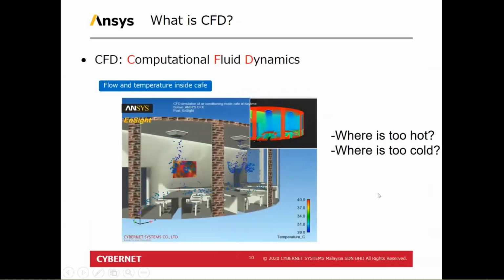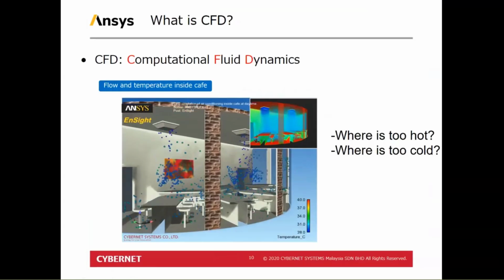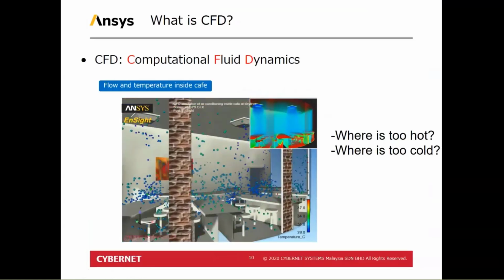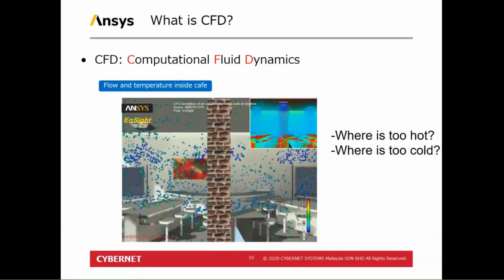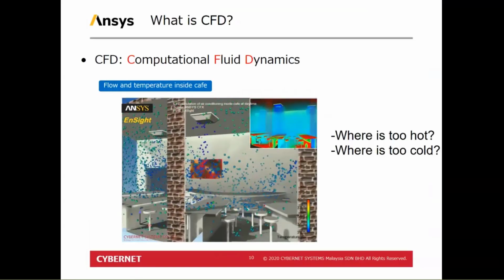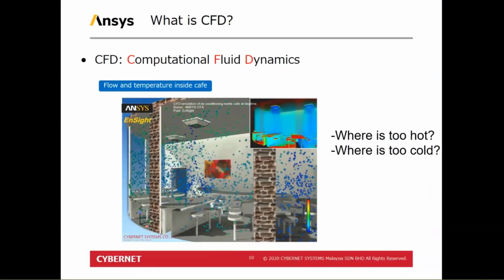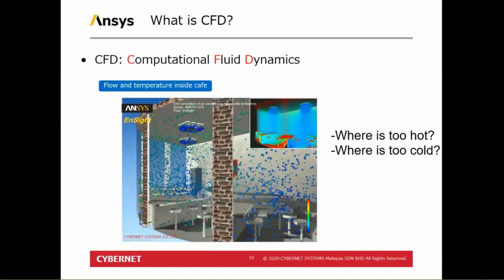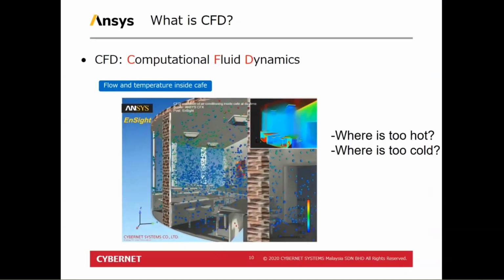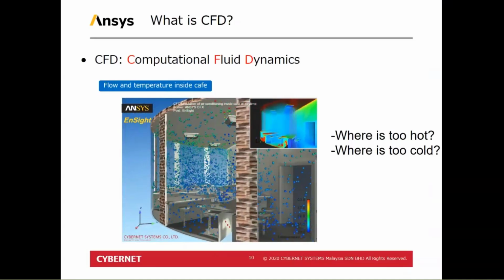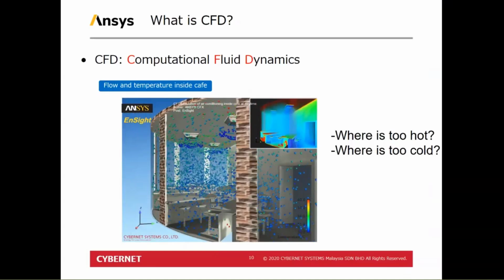So this is an example of the flow pattern inside a cafe. Okay. So, like this example, you can understand the situation of the flow and the temperature visually. Okay? And you can know where is the highest temperature point and where is the lowest temperature point.